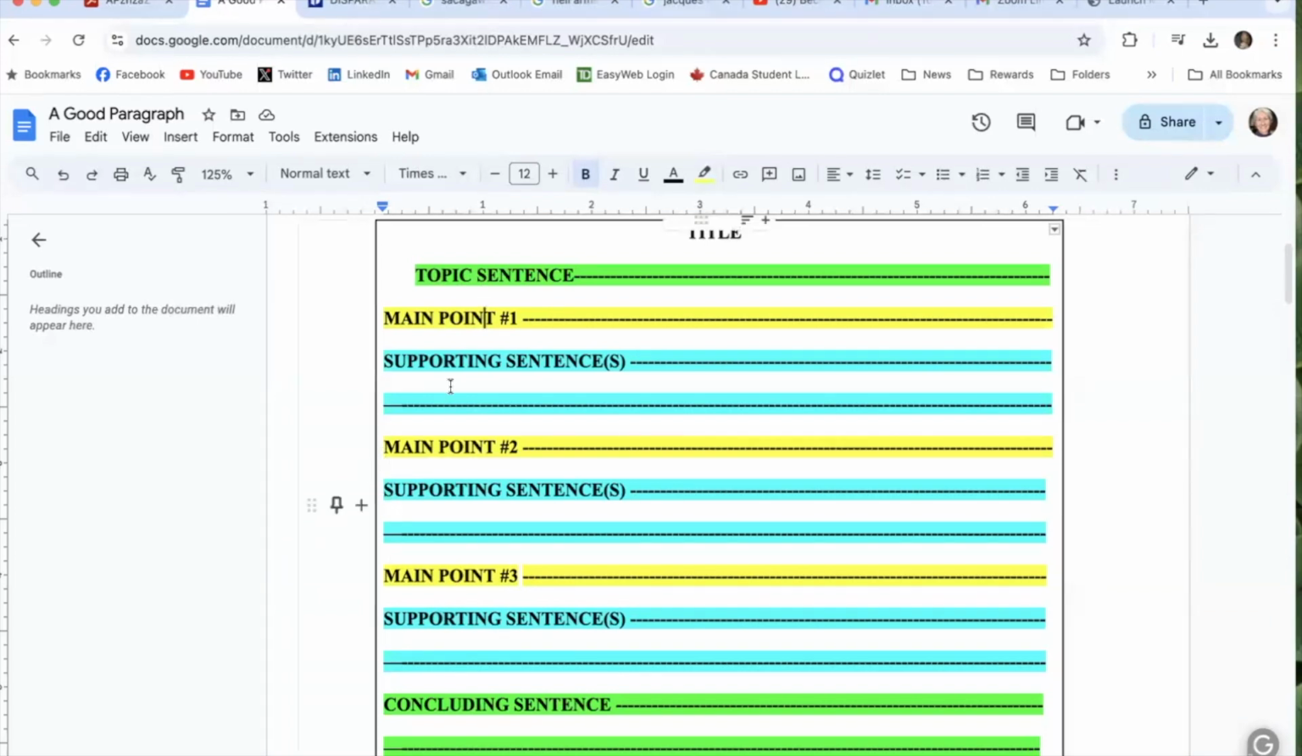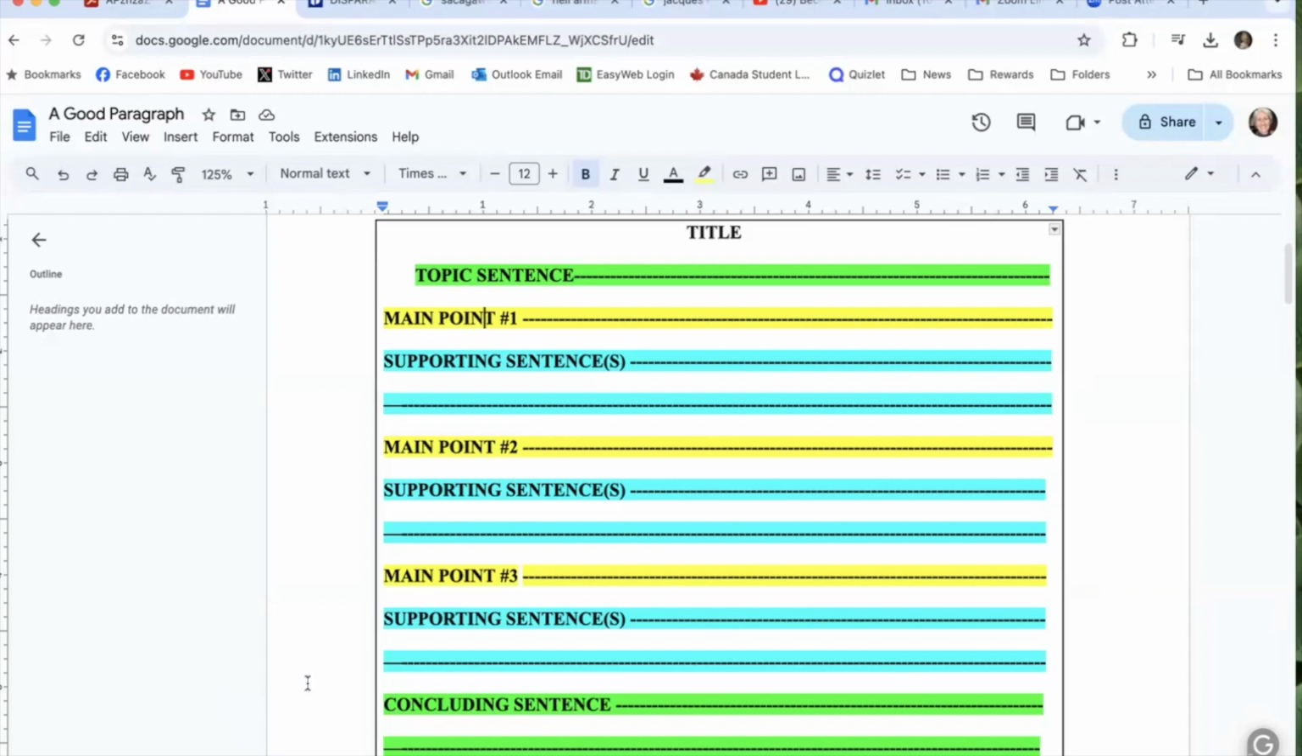Great. And then we have supporting sentences. You can have one supporting sentence, maybe two, and for a paragraph, no more than three. I normally do one or two supporting sentences for each main point. And Jason, how do we finish the paragraph? Finish with a concluding sentence. Perfect. Okay, so there we are. That's the basic structure of a paragraph.